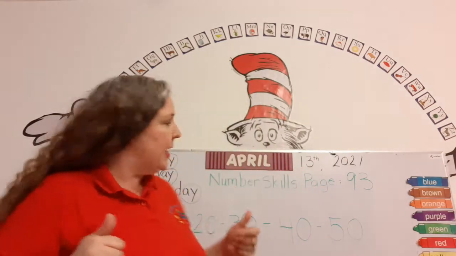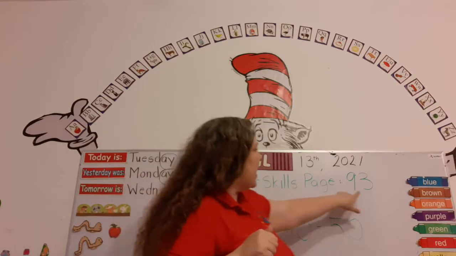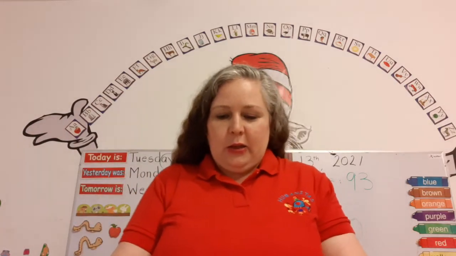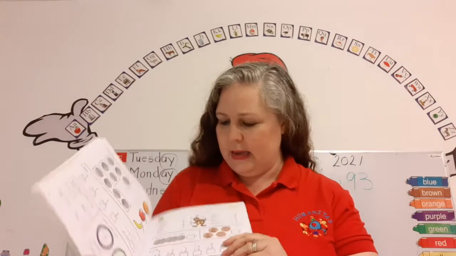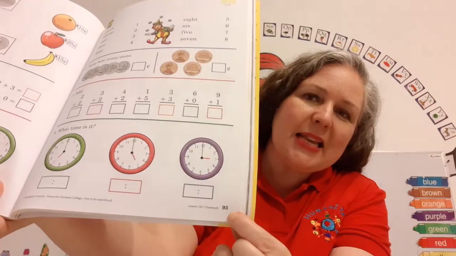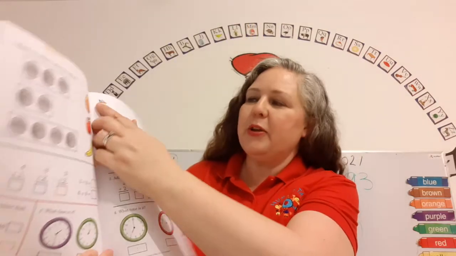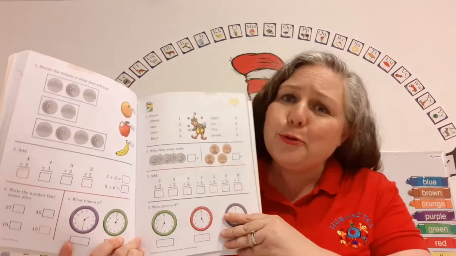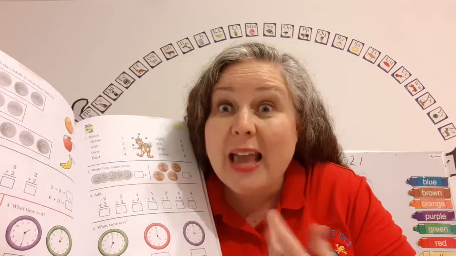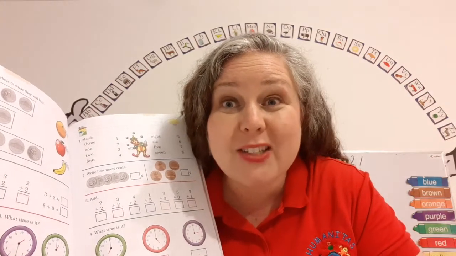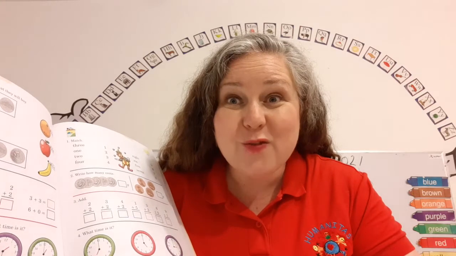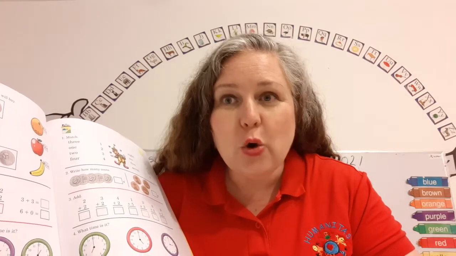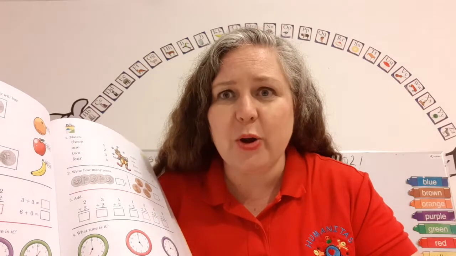Super. Okay, so then it says, number skills, page 93. We're gonna get our number skills book out and open it up to page 93. We're gonna write our name up here at the top, and parents, can you please make sure to put a date? Thank you so much. We only have a couple months left till you guys are gonna graduate from kindergarten, so make sure to give it your best effort, okay? You guys are amazing. I know you can do it.